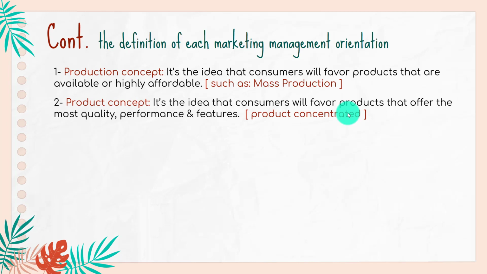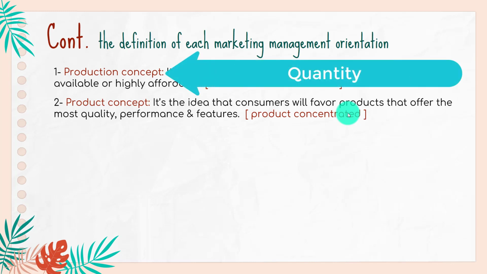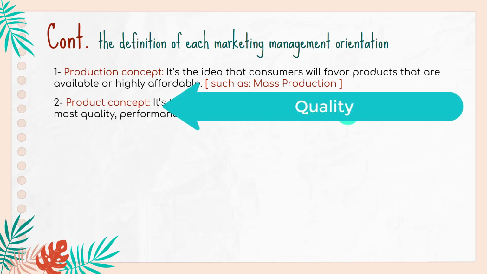Secondly, the product concept. It's the idea that consumers will favor products that offer the most quality, performance, and features. So it's product-concentrated. The product concept is about producing a very good quality product for customers that will perform well and has a lot of features. So let's see the difference between the production concept and the product concept. The production concept is basically about quantity, but the product concept is mainly about the quality of a product.